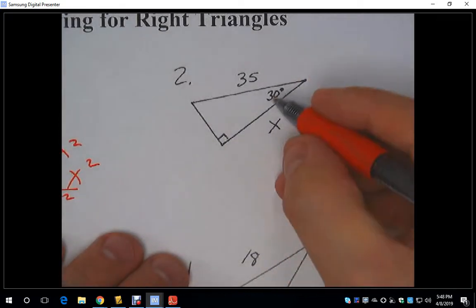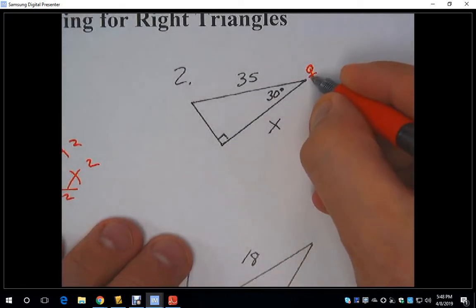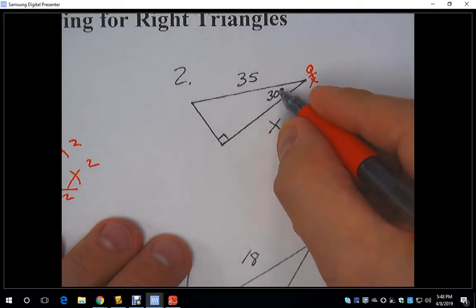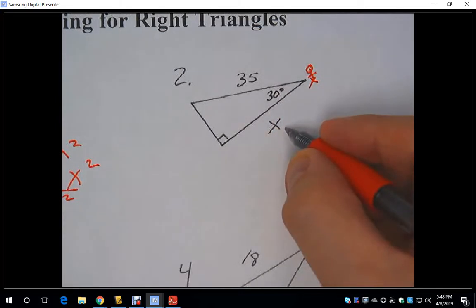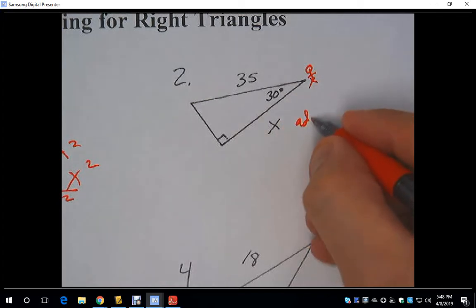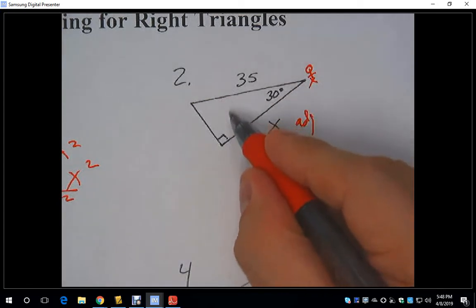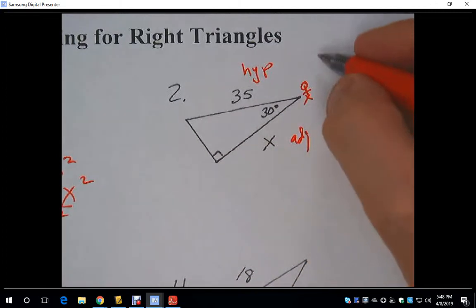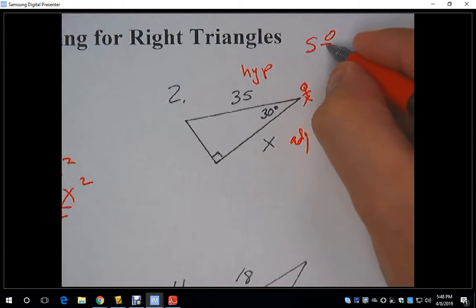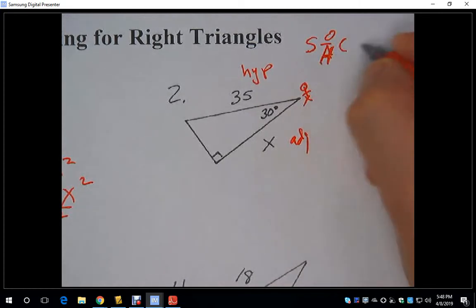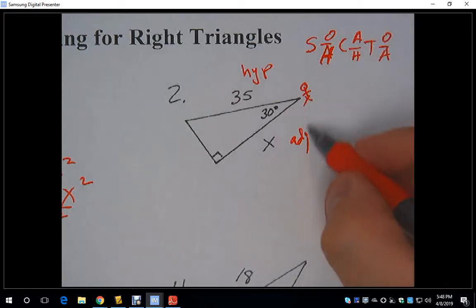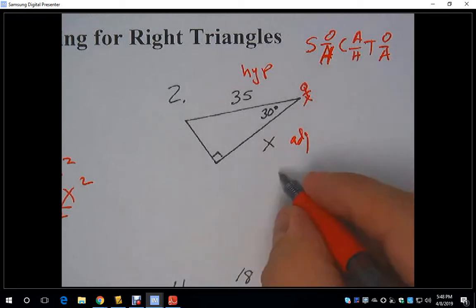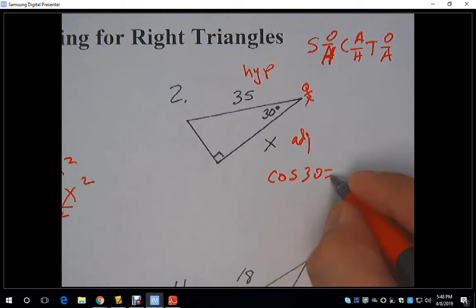Next one, and I'm given an angle. In fact, I'm standing from this perspective right here, and I'm given this angle. And from the perspective of this angle, I have x, which is my adjacent side, and another side that's opposite my 90 degree, that's my hypotenuse. So what should come to mind is the trigonometric ratios of SOH CAH TOA. Out of our choices here, we have adjacent and hypotenuse, so that would be cosine. So I have cosine of 30 degrees equals adjacent over hypotenuse.